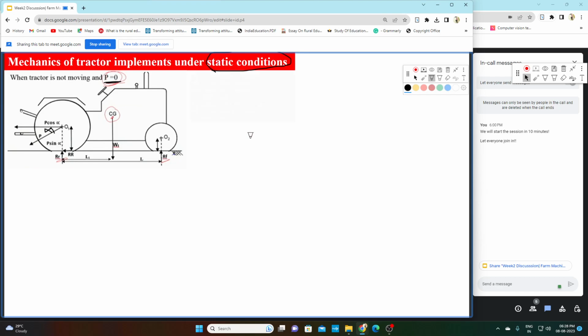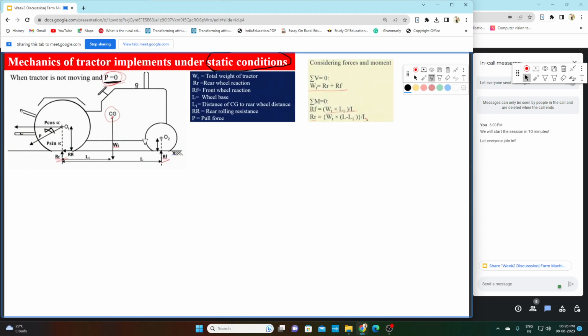Now our duty is to resolve these forces. Anywhere in physics or mechanics, when we have forces, we try to resolve them. Resolving these forces, we consider two things: force and movement. The sum of forces as well as the sum of moments in any direction will be zero, as this is a static condition. You can see this force equation: sigma V equals 0, meaning the sum of vertical forces will be 0.